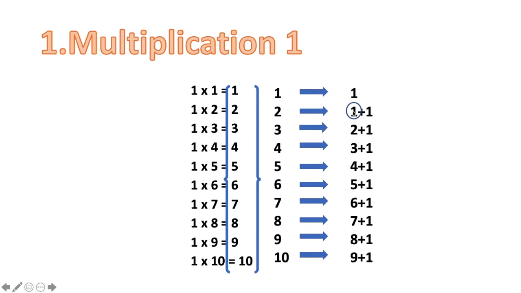So take the 1, put it down here, plus 1 equals 2. And take the 2, put it down here. So 2 plus 1 equals 3. Take the 3, put it down here. So 3 plus 1 equals 4. Take the 4, put it here. And 4 plus 1 equals 5. Take the 5, put it here. 5 plus 1 equals 6. Put the 6 here. 6 plus 1 equals 7, and so on.